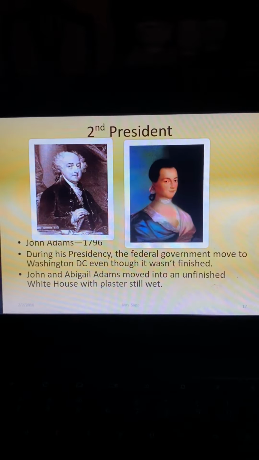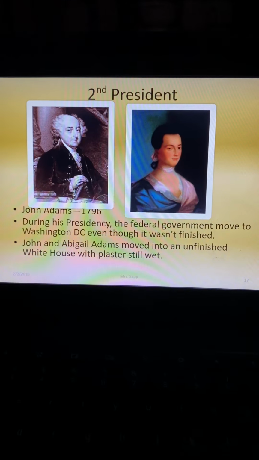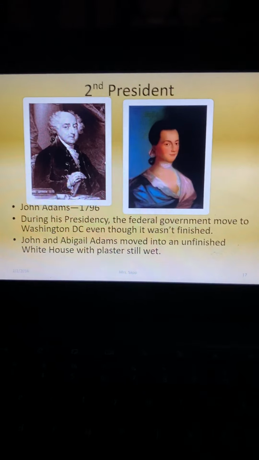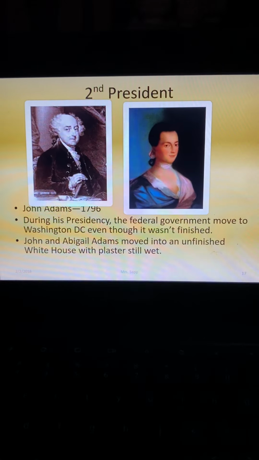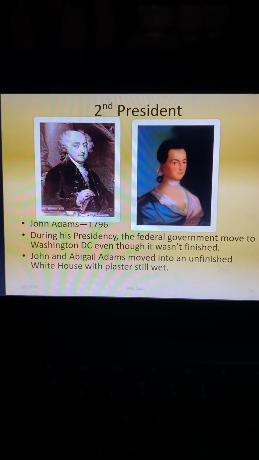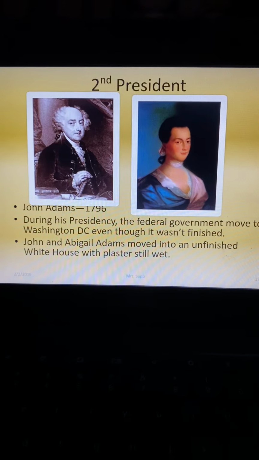On one of our trips to Washington, D.C., I actually got to tour the White House all the way through the inside and see all of it. And so much of it hasn't even changed from back during this time period. It looks like you're walking into history because so much of it is just kept exactly like it was back then.